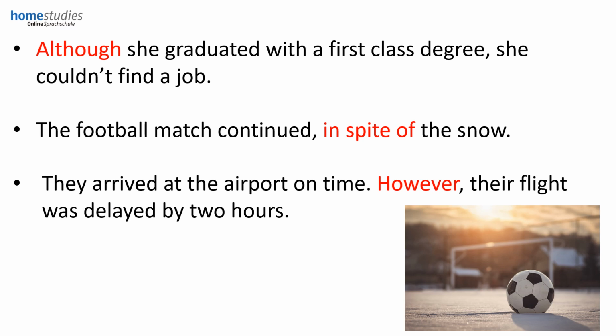Now in the third example, we use however. Now however and nevertheless are normally used at the beginning of a sentence to connect it to the previous one. They're usually followed by a comma also. They arrived at the airport on time. However, their flight was delayed by 2 hours.